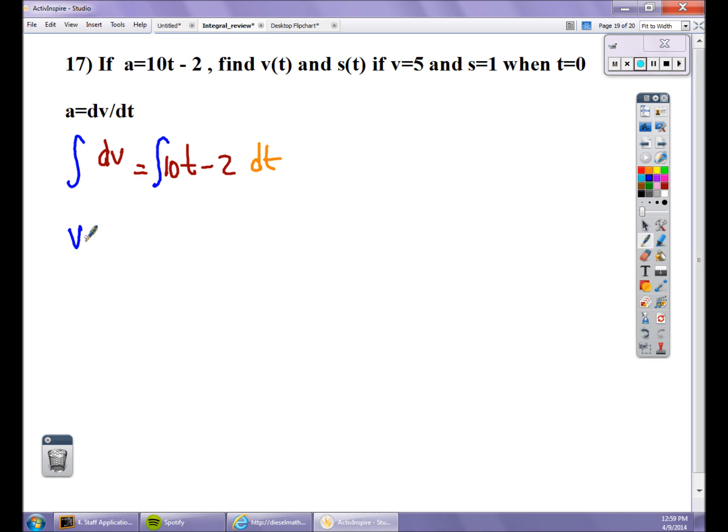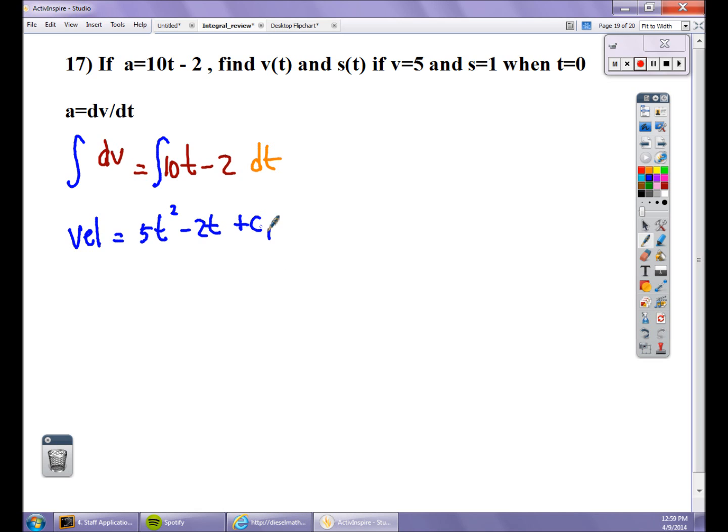That's going to give me the velocity function. Add 1 to the exponent, t squared, divide 10 by that. Add a variable to the 2, plus my first constant. So now I have a function for velocity in terms of c.